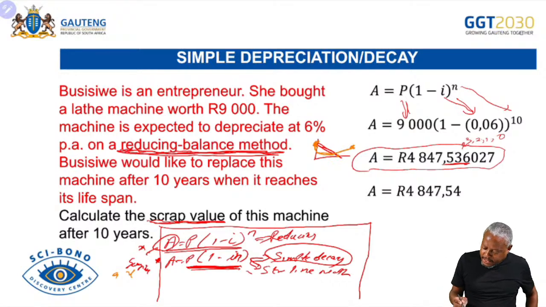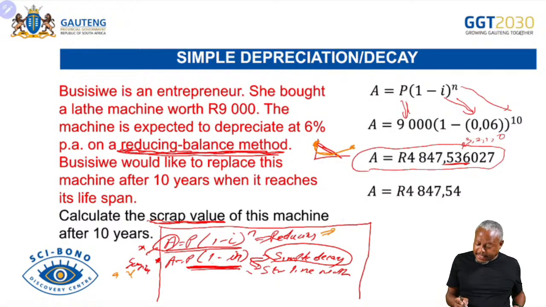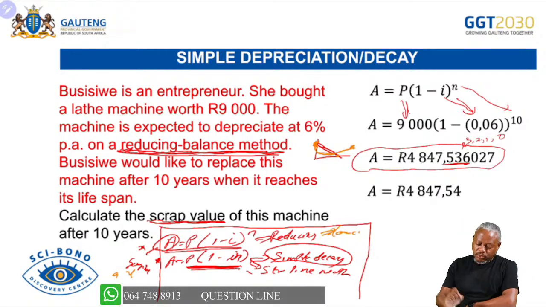Because here, the difference is not constant. But here, that's how you will be able to identify them. Here, the difference is not constant. It means it's compounded, this one. It's compounded. It's reducing. So reducing balance, that's what it means.